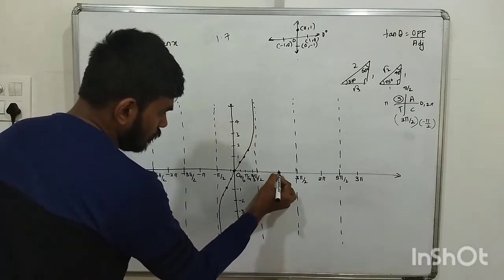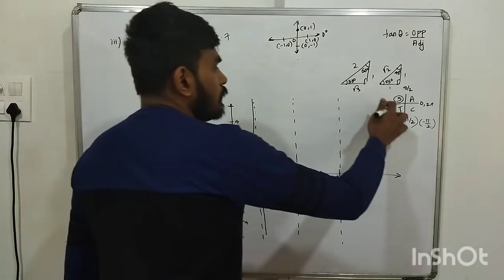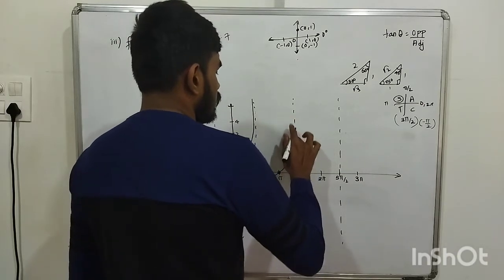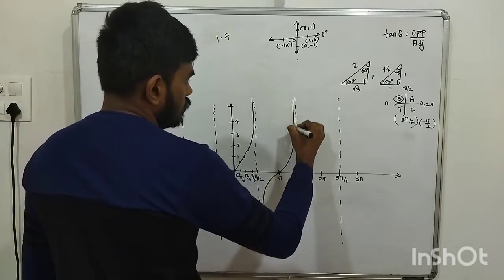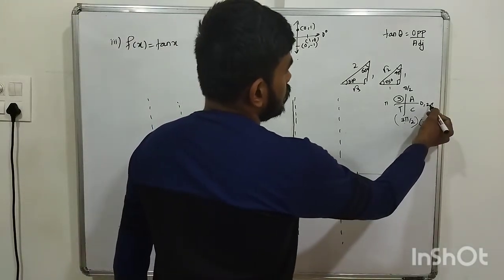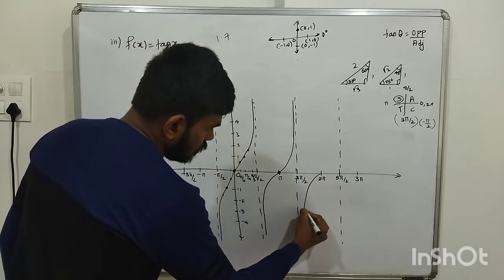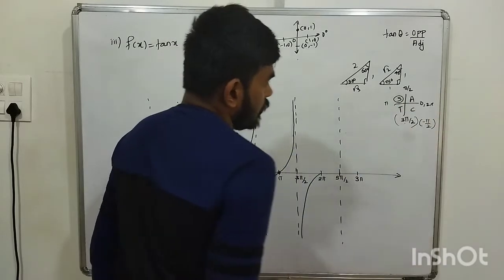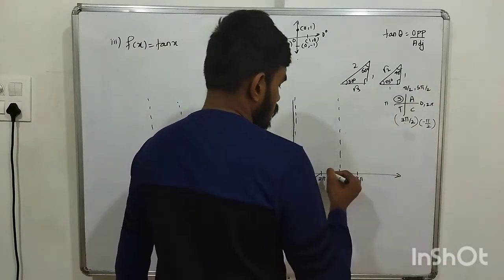From pi by 2 to pi, the curve will be like this, similar to this. Okay, and then from pi to 3 pi by 2 here, okay, tan is positive, so the curve will be like this. Okay, it will not touch here. Okay, next, then tan 3 pi by 2 to 2 pi. Where is 3 pi by 2 to 2 pi? Here, 3 pi by 2 to 2 pi. Okay, so tan is negative, so the curve will be like this. And from 2 pi to 5 pi by 2 here, understood, no? So the curve will be like this.